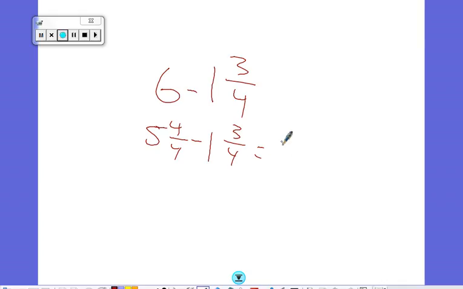All right, 5 minus 1 is 4, and 4/4 minus 3/4 is 1/4, so 4 and 1/4, right? Yeah. All right, so that's just pretty standard, pretty straightforward. That's all I'm going to say with that.